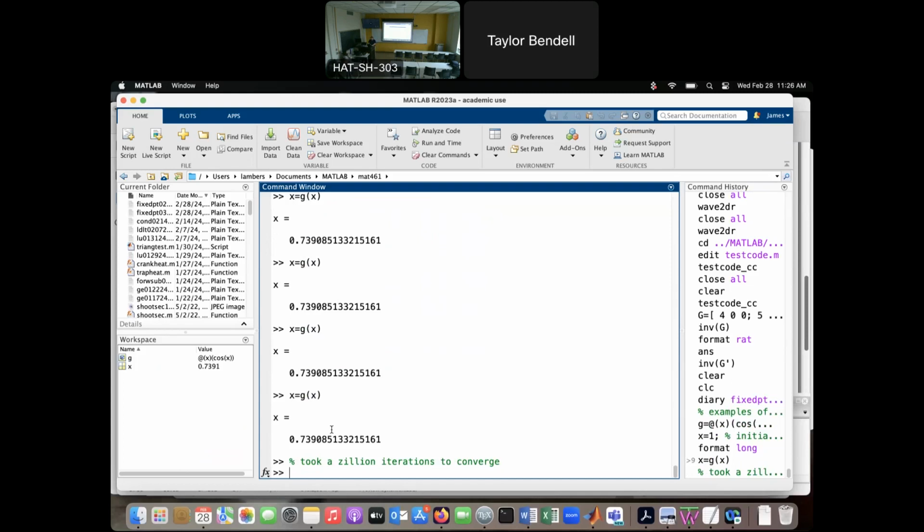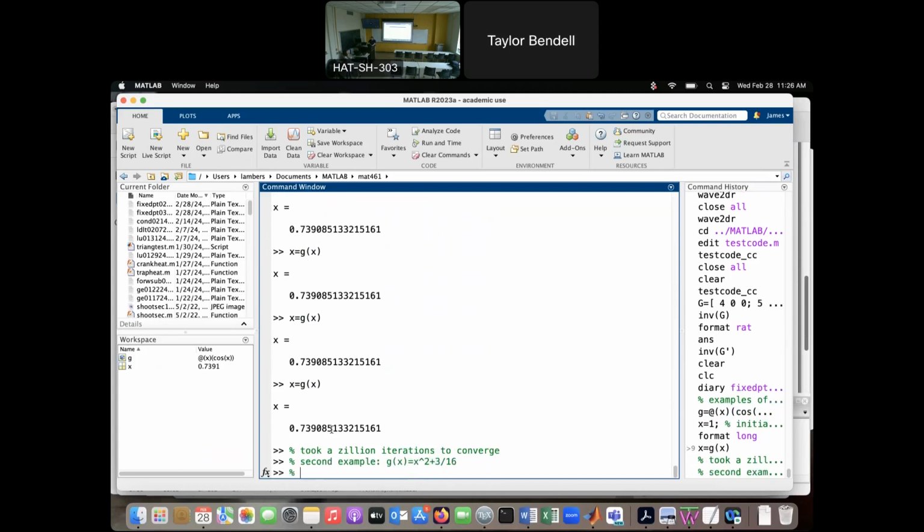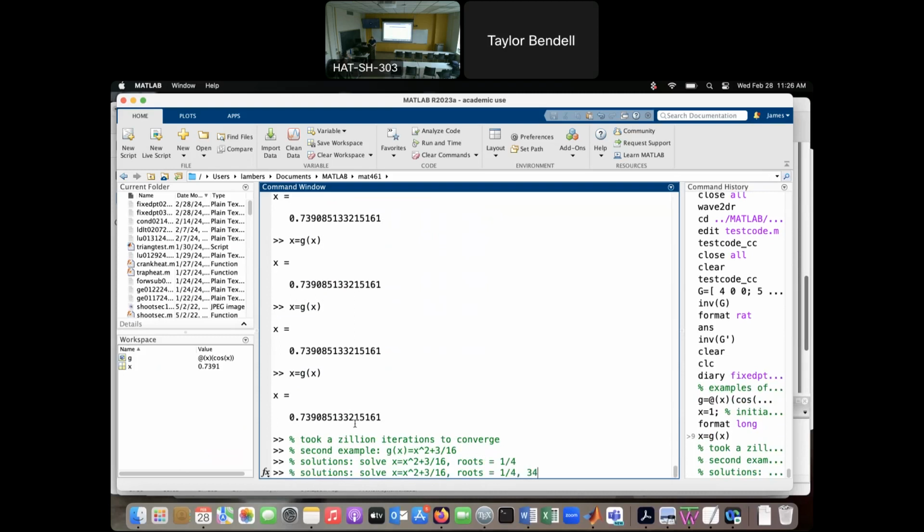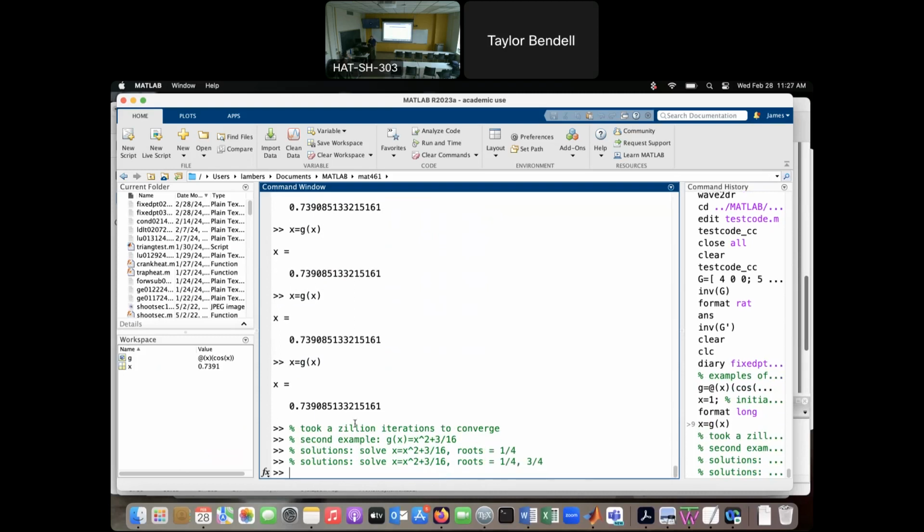Now, for our second example, g of x is equal to x squared plus 3/16. So the solutions solve x equals x squared plus 3/16. Now, that is a quadratic equation. You can solve it by hand, but it is just an example to illustrate what one iteration can do or not do. So the roots are 1/4 and 3/4, the 2 solutions of this quadratic equation.